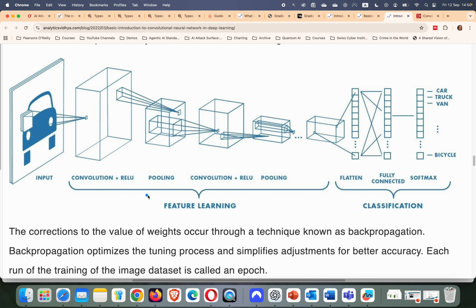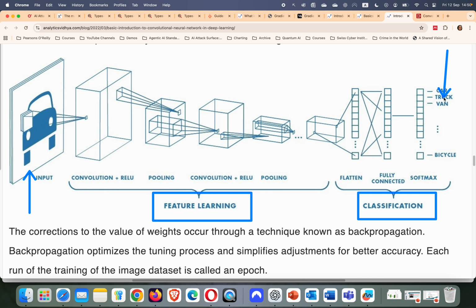So we still have feature learning and classification, where the output section here is taken out, because those could possibly be the two most important sections. So you have input, then you have pooling, where you use a feature, and then you have the classification, when you decide if it's a car, a truck, a van, or a bicycle.